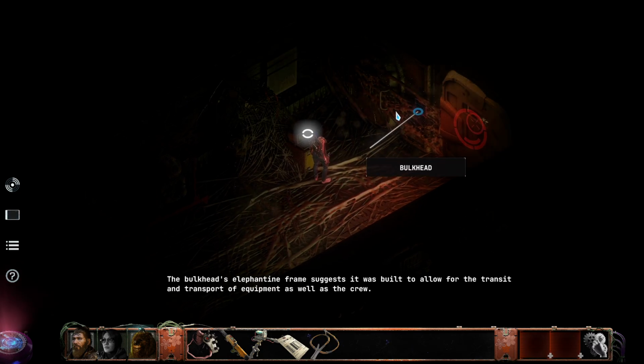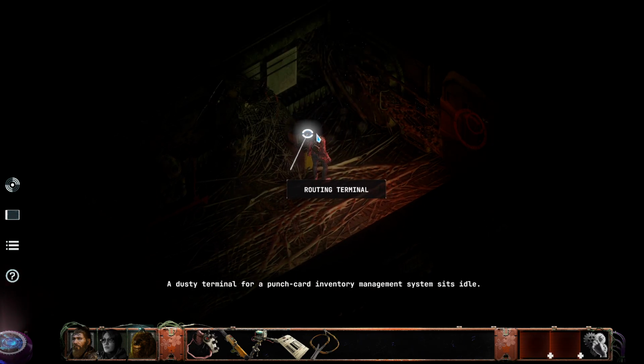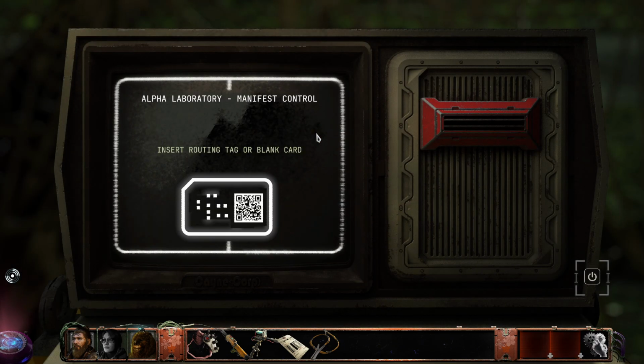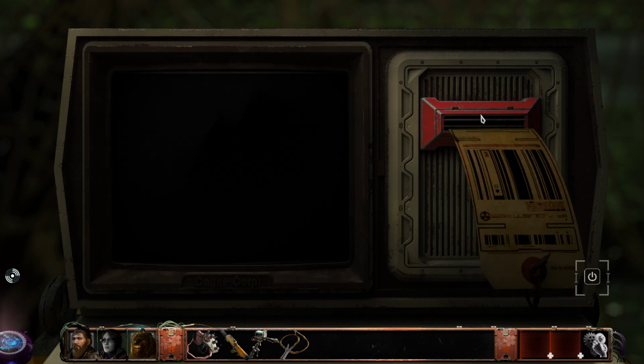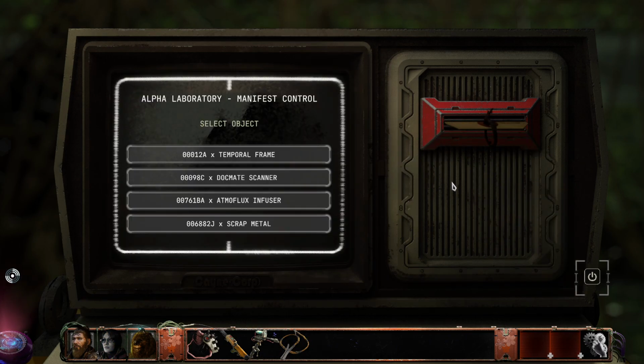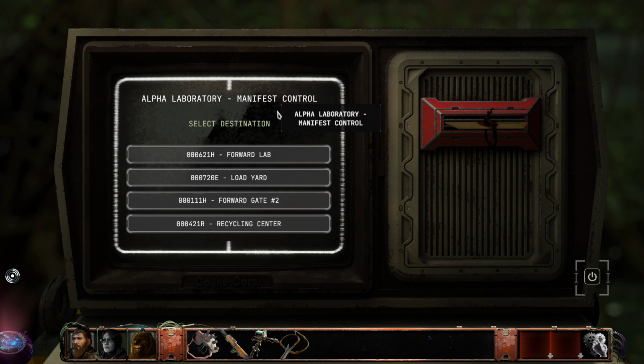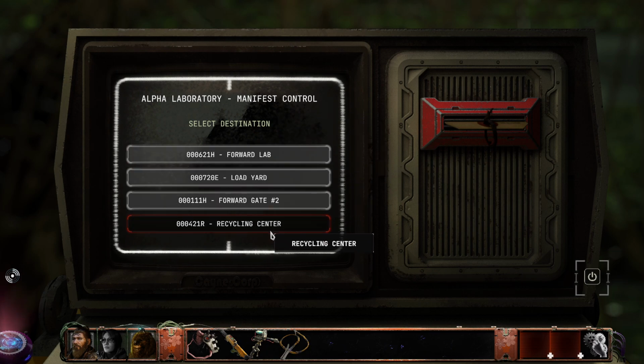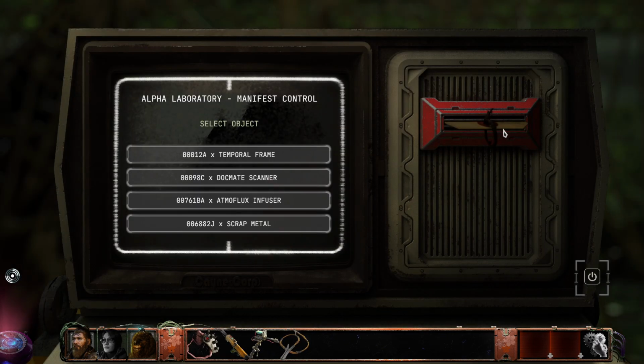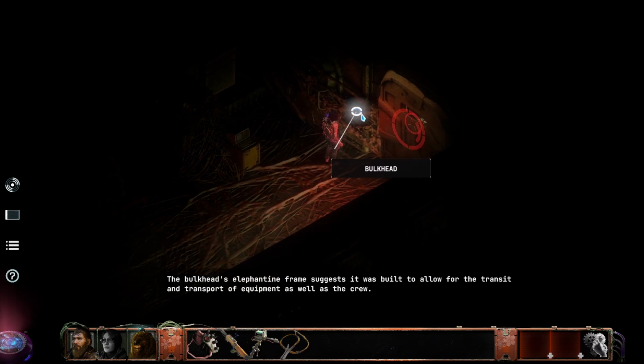So there's a door here that we can't open. A routing terminal, a dusty terminal for a punch card inventory management system. Well, I do have a card. I don't know if this is going to be useful. Alpha Laboratory Manifest Control. Select object. These objects are registered to this person, I guess? And I can send them to various places. I can't get my tag back. Okay. I don't know what we want to do yet, so hold on.